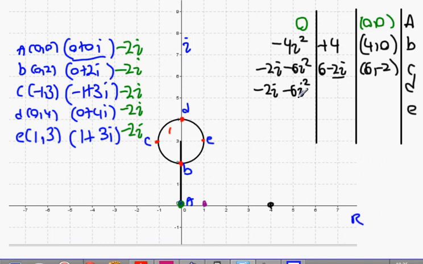Oh sorry, I'm on the wrong one. I'm on D. Sorry, excuse me. D is 2i times 4, which is minus 8i squared. And what's minus 8i squared?